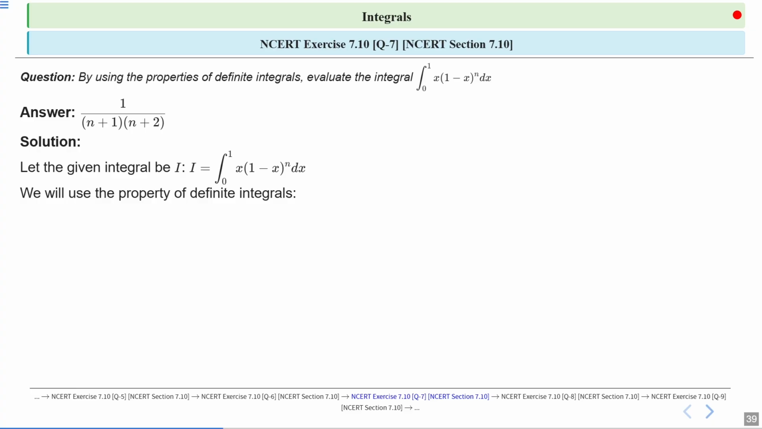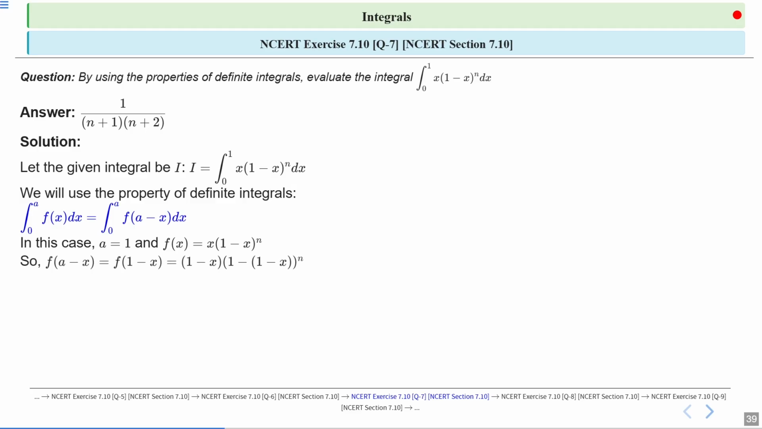When we need to integrate the integral 0 to 1 x into (1 minus x) whole power n, we use the property of definite integral, 0 to a f(x) dx is equal to 0 to a f(a minus x) dx. Here a is equal to 1 and f(x) is equal to x into (1 minus x) whole power n. So f(a minus x) is f(1 minus x) and becomes (1 minus x) into (1 minus (1 minus x)) whole power n. Simplify 1 minus (1 minus x), it becomes 1 minus 1 plus x. 1 cancels out, so it becomes x.